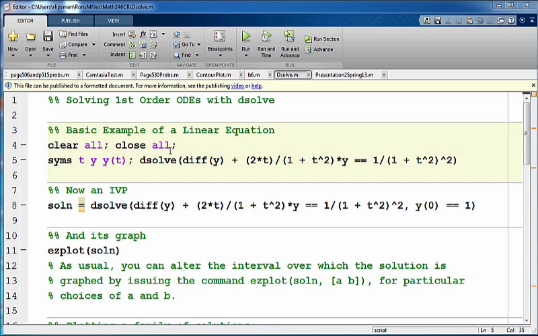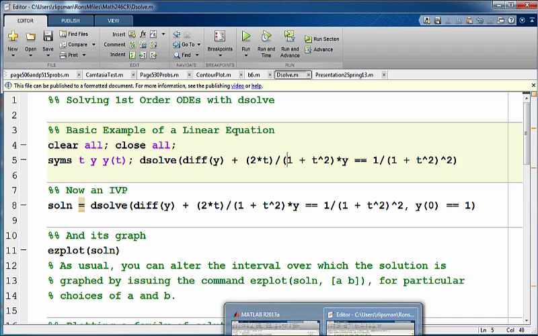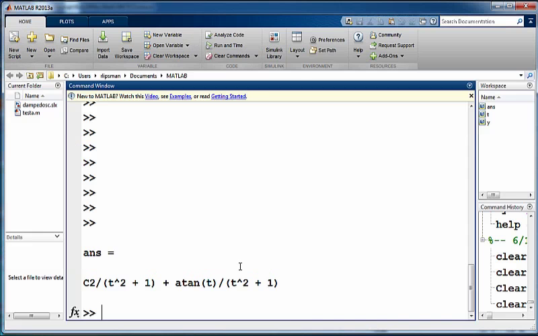So first, the basic example of a linear differential equation, the equation that we discussed. I declared the symbolic variables, and I used dsolve on y' + 2t/(1 + t²) y = 1/(1 + t²)². So if we run that, it takes a second, but it actually solves it. But the solution is in the MATLAB window. So let's look there. There it is. Just what we said, constant over 1 + t² plus arctangent over 1 + t².